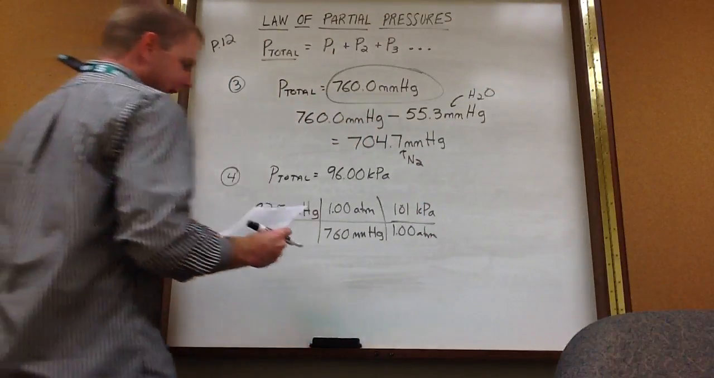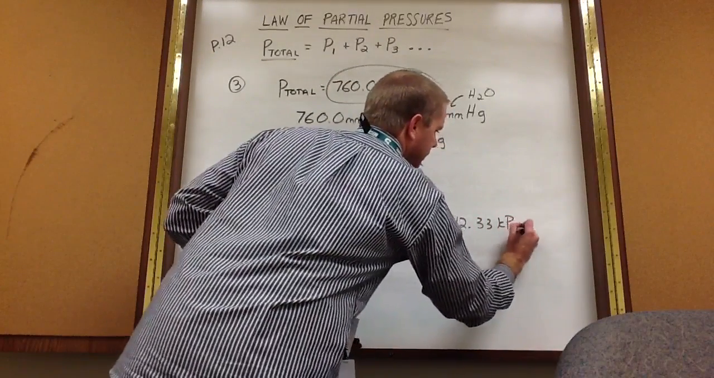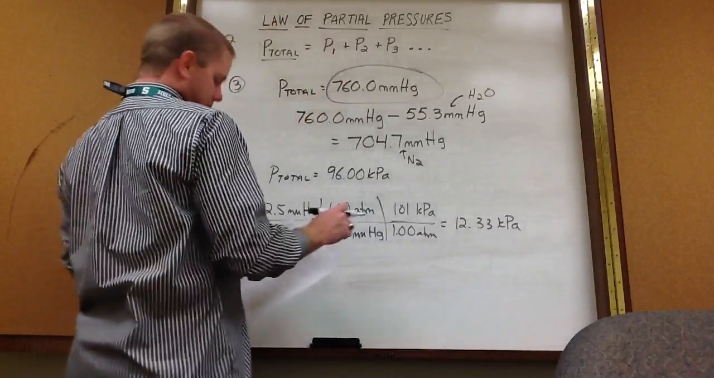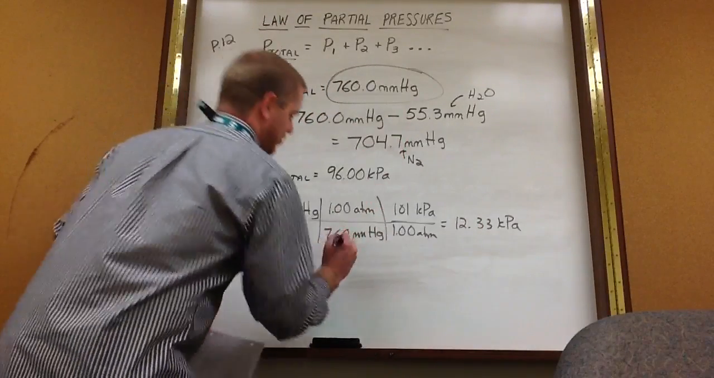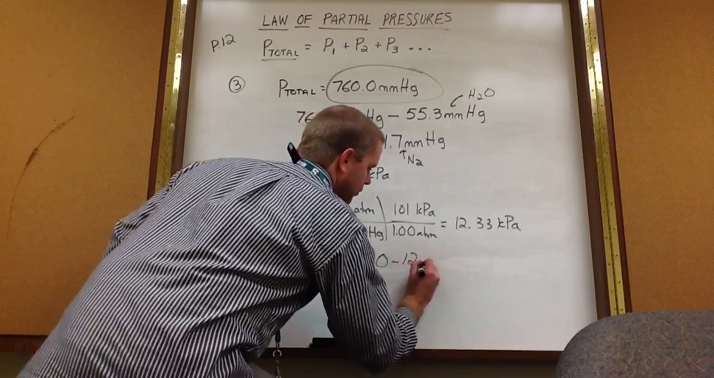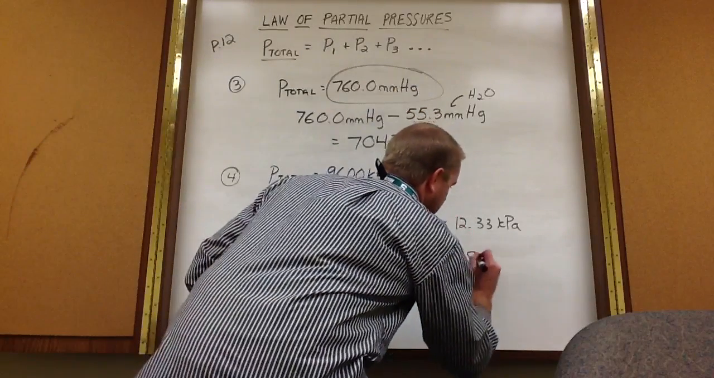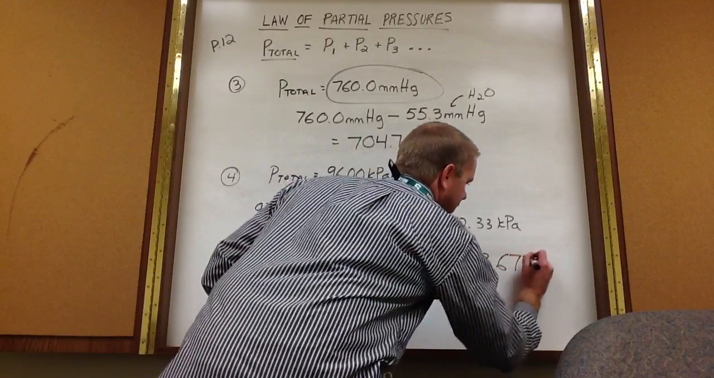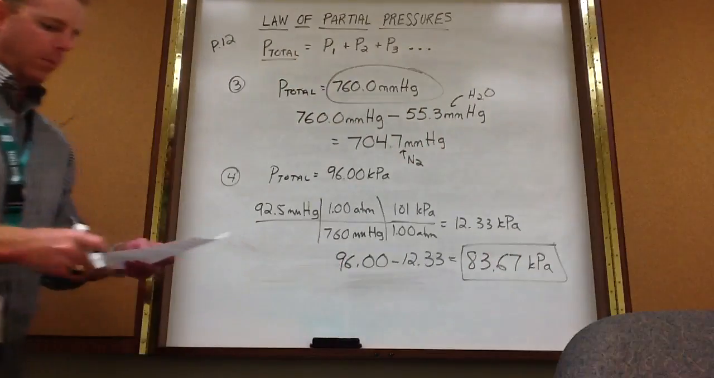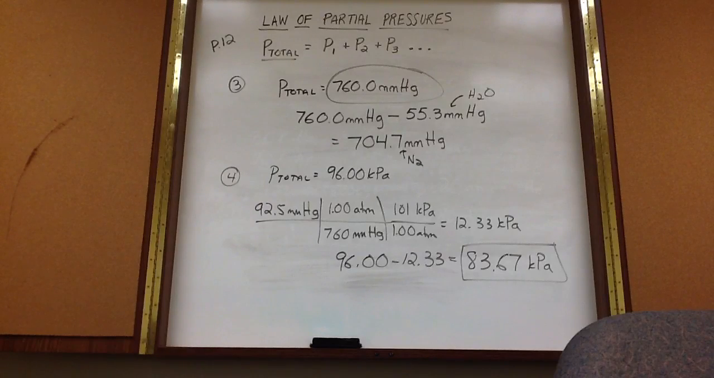So we do the math on that, we get 12.33 kilopascals. Well, the total is 96. The water is 12.33, leaving me just the oxygen. So 96.00 minus 12.33 gives me a final answer of 83.67 kilopascals. And that's how you do this whole page on the law of partial pressures. Not an easy law, but you can do it.